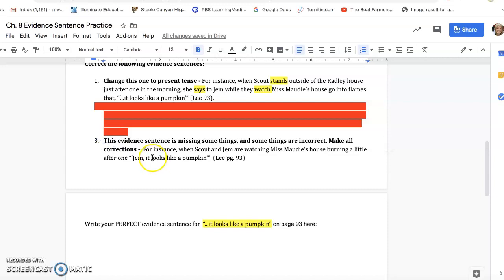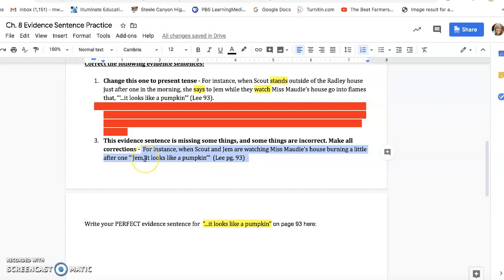Okay, so then this section, this evidence sentence is missing some things. Wait, let me first see if it is missing some things. Oh yeah, it is. Okay, so let's see what it's missing. For instance, when Scout and Jem are watching Miss Maudie's house burning a little after 1, Jem, it looks like a pumpkin. Lee, page 93.